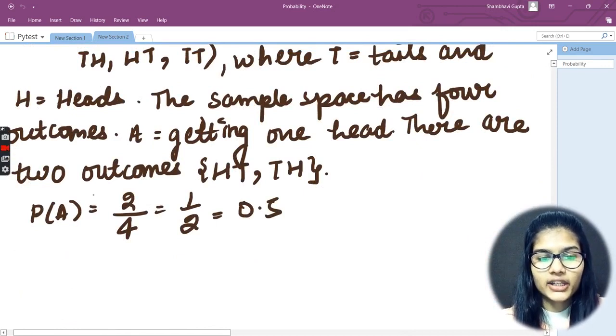Right, so this is how you calculate the probability of an event for all the outcomes in the sample space which are equally likely. Okay, so I hope I am pretty clear with this particular thing too. Great.